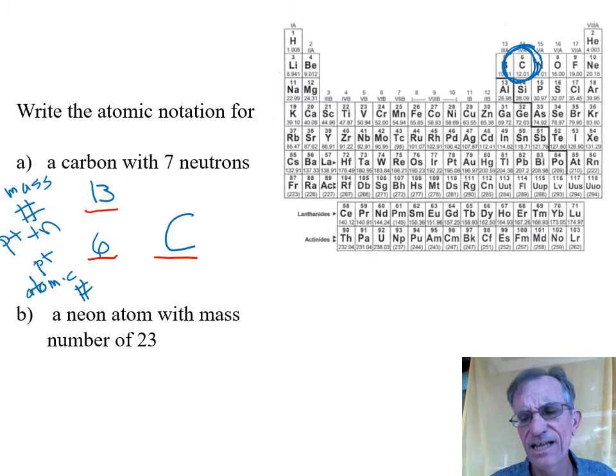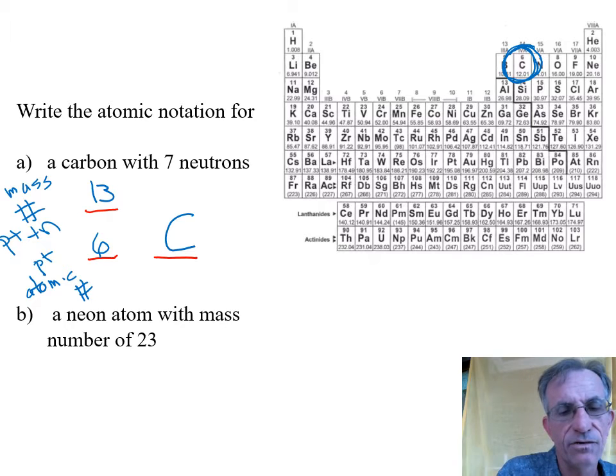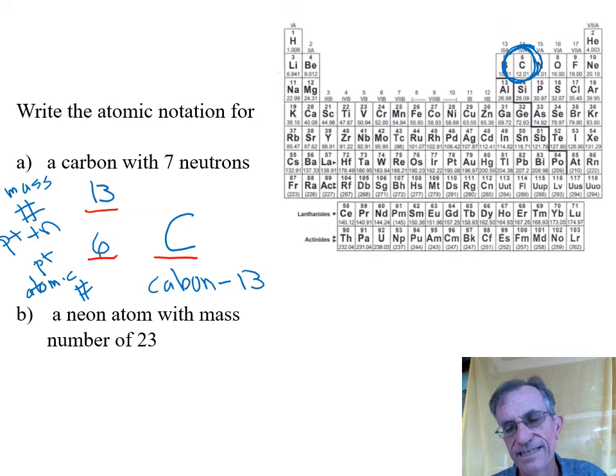Now, again, another way I could represent this, just to get a little extra practice, I could call this the carbon 13 atom, carbon 13. All right, and that would be its atomic notation.